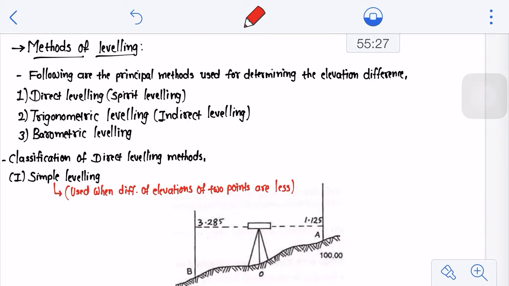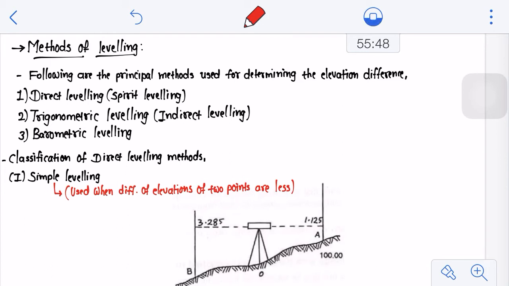And as I said in the beginning of my first video, this leveling topic I'm going to discuss in the context of the subject of basic civil engineering, which is the first year subject. So that's why I'm not going to discuss trigonometric leveling and barometric leveling in that much detail, and I'll try to limit my discussion to direct leveling only.